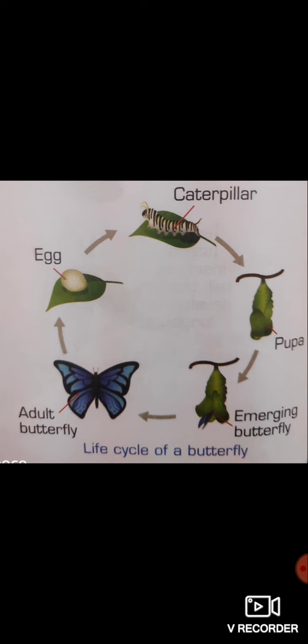So what happens in the last stage? The adult butterfly breaks free, slowly comes out of its cocoon and spreads its beautiful wings, getting ready to fly. Once it is ready, it flies off and eventually lays its own eggs, starting the cycle all over again. So this is all about the life cycle of a butterfly.